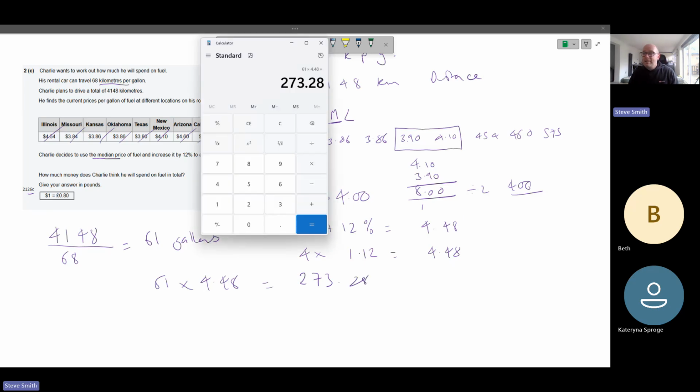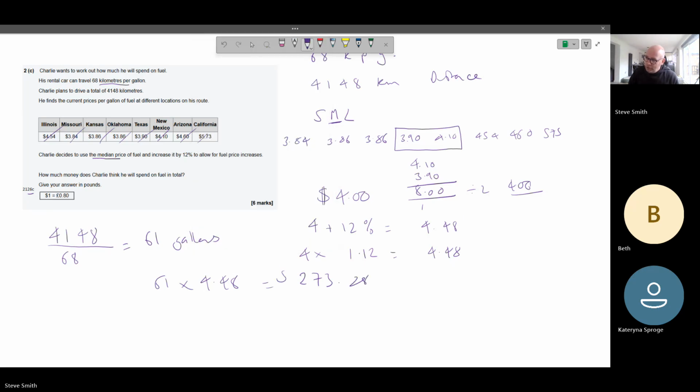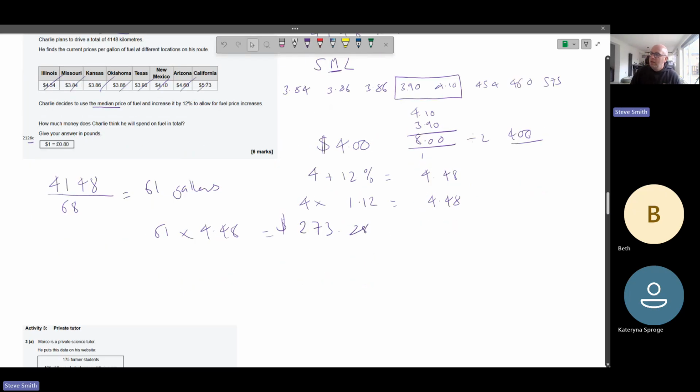273.28. That's in dollars. Bad sign, I know. I now need to get my sixth mark because I need to change it into pounds. If I scroll down a little bit, I'm going to put 273.28 here with the dollar sign, and I know it's not brilliant. And then I'm going to put a pound sign there.